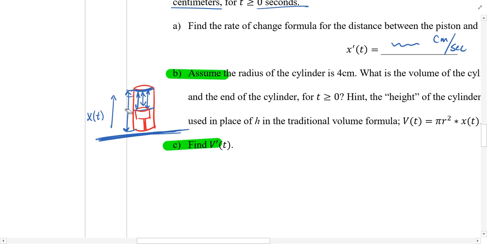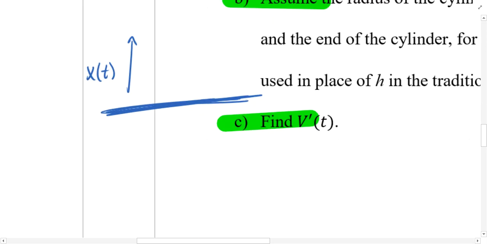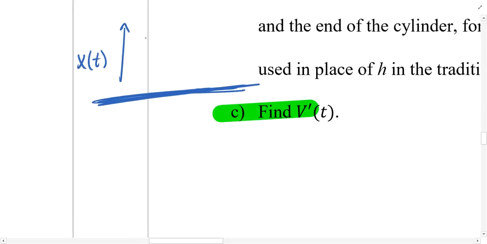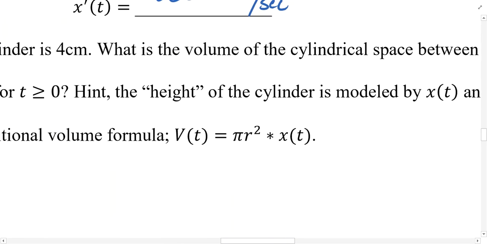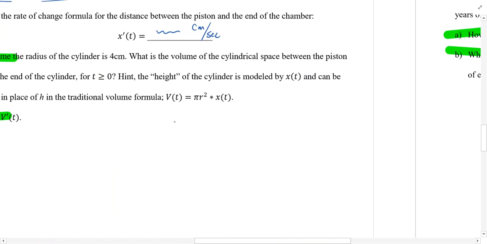Now, for the question at hand, we need to find the volume of this cylinder. All that x measures is the horizontal distance, or vertical distance, depending on your orientation. It measures the height of the cylinder that's being taken up by the piston. What we need to know is the volume, and the volume requires this cross-sectional area to be multiplied by height. So you may have seen a generic form of a volume formula before, where volume is equal to the area of the base times height.